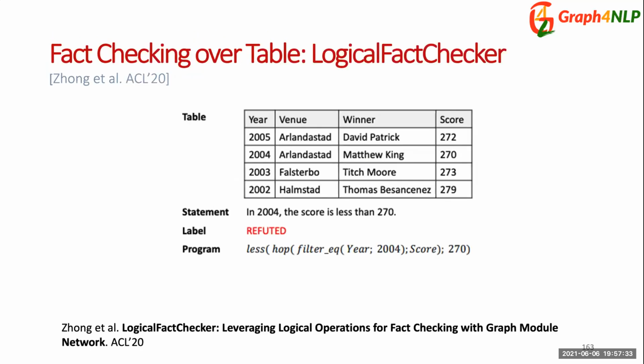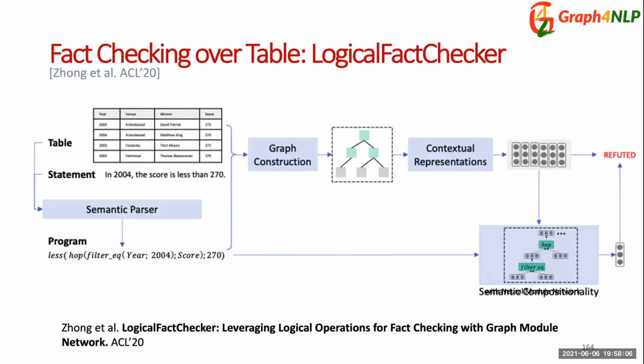Another recent work on leveraging graph neural network for semantic parsing is fact-checking over table. The work is called the logical fact checker. So this task is, given a table and given a statement, classify whether the statement is refuted or confirmed. And then it also has a corresponding program that reflects the logic reflected in the statement. So this is the overall architecture of this particular work.